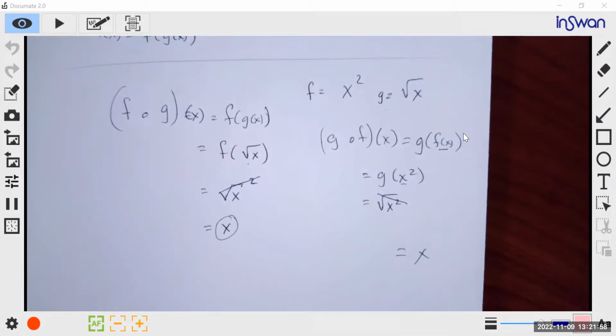So far, so good. That does it for chapter 2.